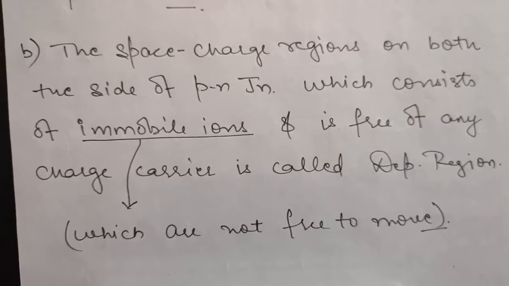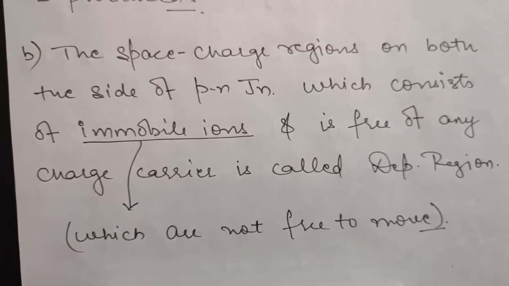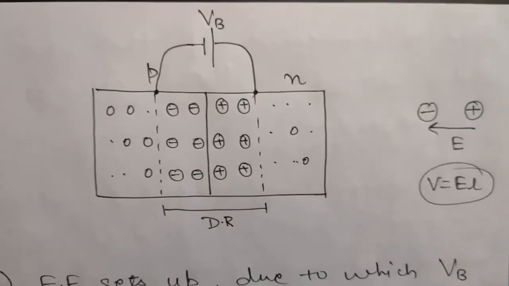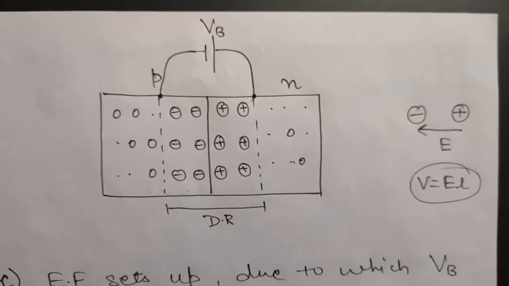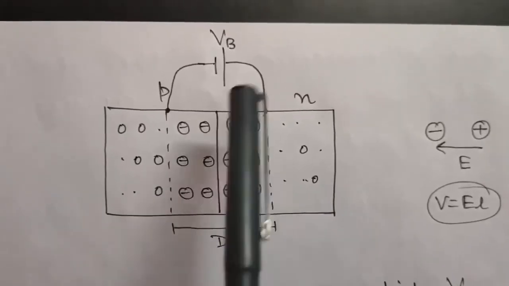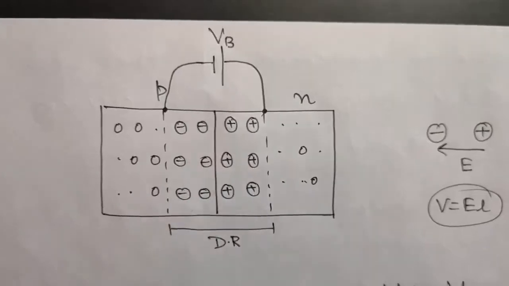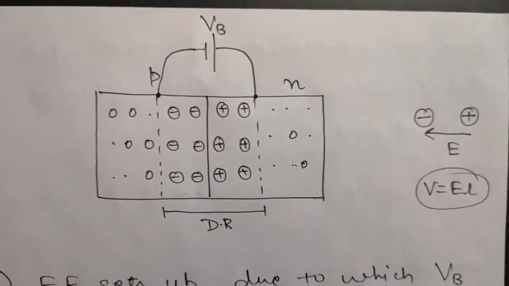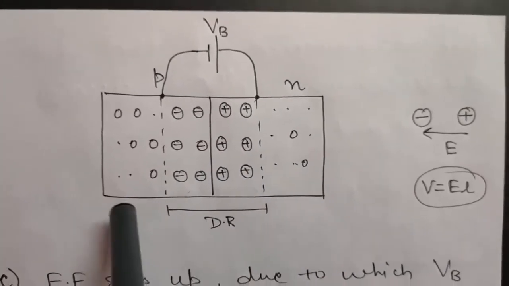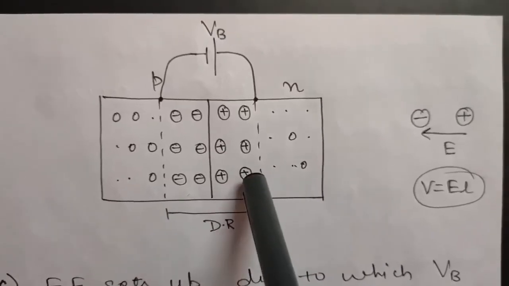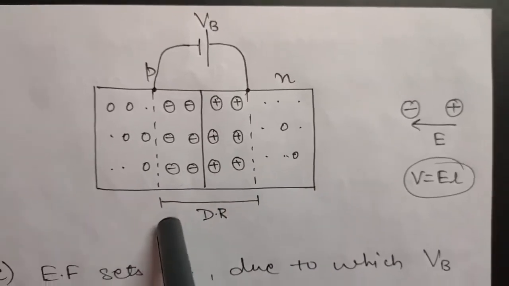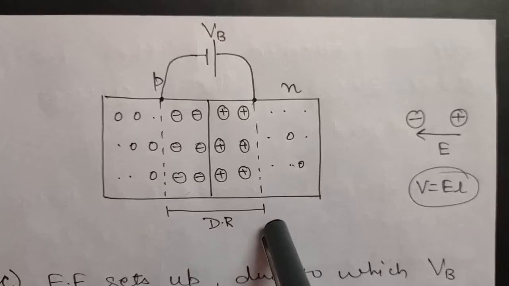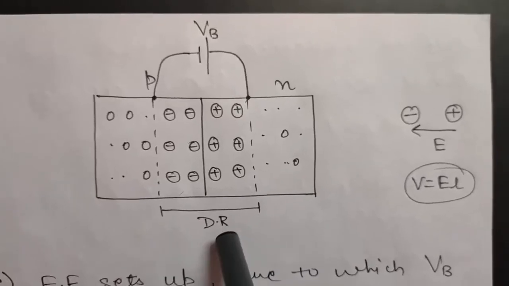Now we will be studying the third term, which is potential barrier. Okay, so I have redrawn the diagram here. So this is almost the same diagram, except one new factor is there that I'll be explaining to you. So now see what happens. First of all, diffusion happened, due to which immobile ions came into play, due to which the depletion region is created. Now what will happen?